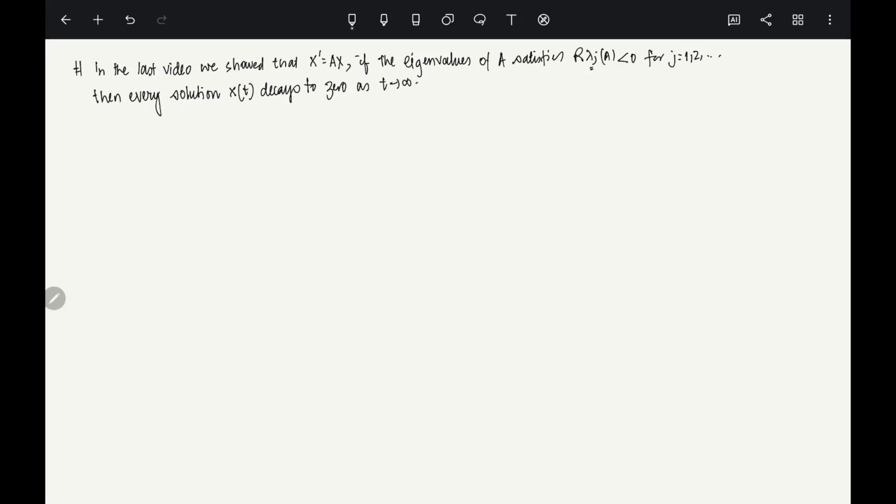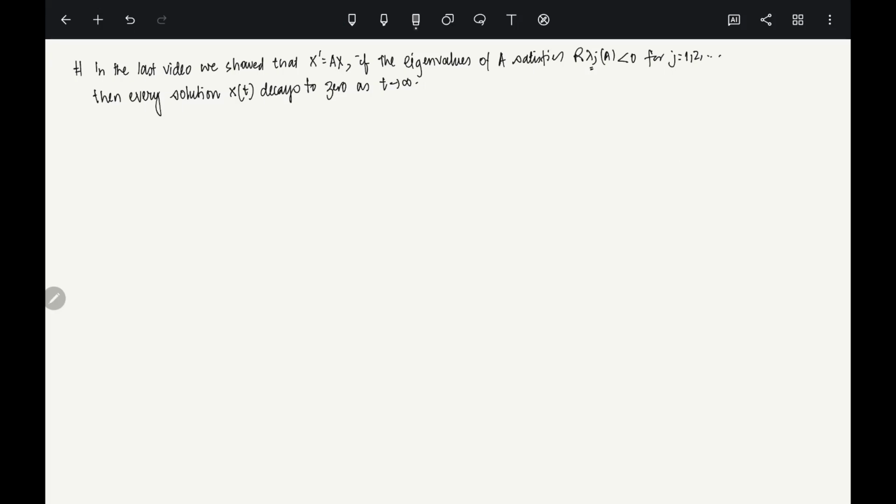See, x prime equals A x, and all the eigenvalues. For a 2 cross 2 system, if lambda 1 and lambda 2 are both real and negative, then what is the solution? It is c1 v1 e to the power lambda 1 t plus c2 v2 e to the power lambda 2 t, where v1 and v2 are the corresponding eigenvectors. Now if lambda 1 and lambda 2 are negative, this solution tends to 0. That's what is going to happen.